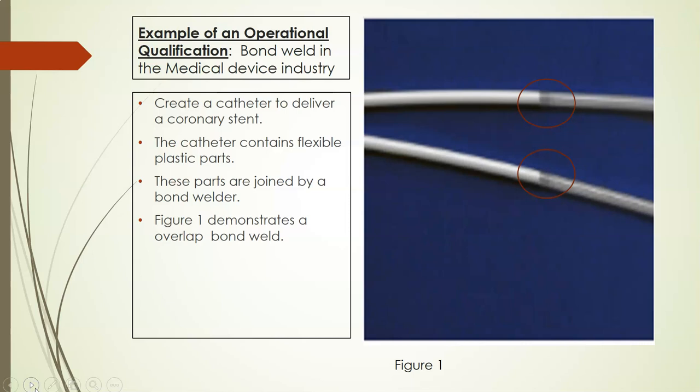The example I will use is an operational qualification for a bond welder. This is a typical machine that is used in the medical device industry. The bond welder is one step in a process that creates a product called a catheter. This is a delivery mechanism for coronary stents. Stents are a treatment for occlusions in the coronary arteries of the heart. The catheter contains flexible pieces of tubing that are bonded by heat and pressure. Figure 1 demonstrates an overlap bond weld.